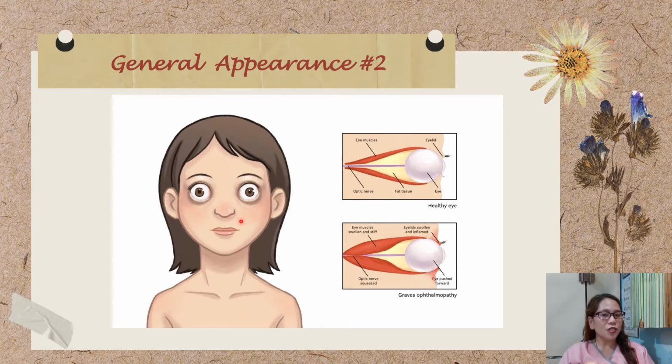Okay, so as you can see in this slide, look at the eyes of the client. This is for those who have hyperthyroidism. Yung hyperthyroidism kasi ganyan sila, yung protruding eyes. Okay, naka-protrude ang kanilang eyes. That could be a sign of hyperthyroidism. And another one is yung parang mask-like.